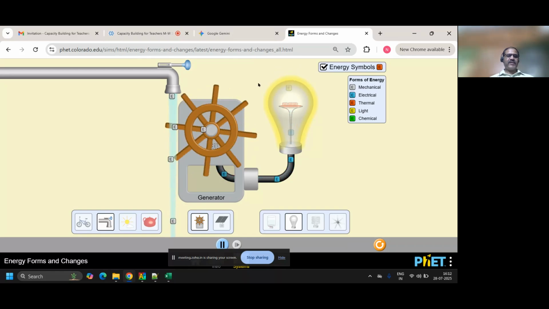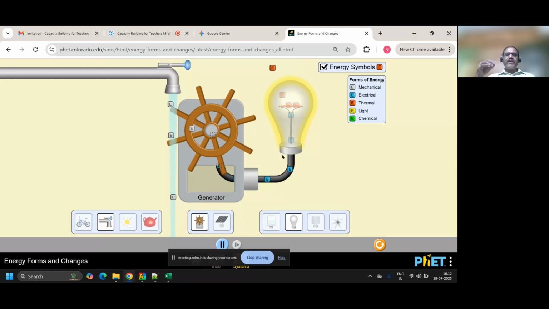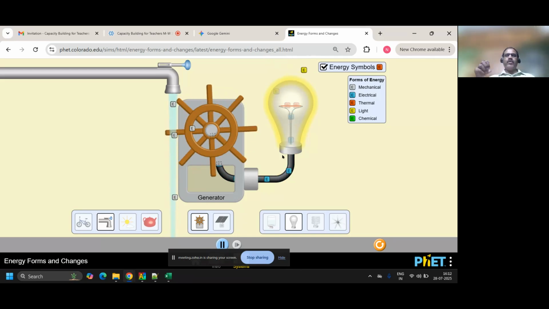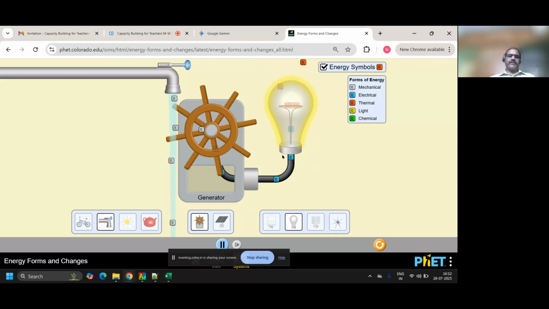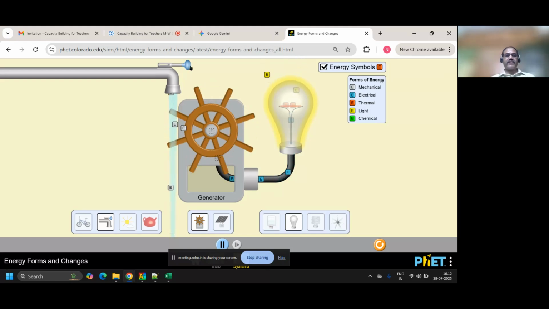So this is the way of showing to the people, because animation is just a video. It shows only the things in motion. Animation is better than the picture. Picture is better than text, right? That's why you used to say a picture is worth 1,000 words. So picture is better than text. Animation is better than picture. Simulation is better than animation.